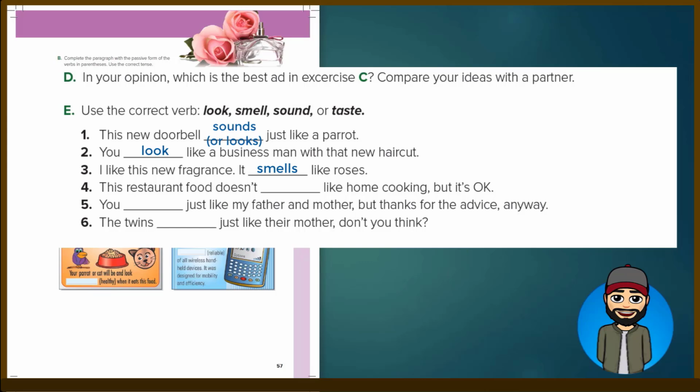Number 4, this restaurant food doesn't blank like home cooking, but it's okay. So he's talking about the taste. So you say food doesn't taste like. Number 5, you blank just like my father and mother, but thanks for the advice anyway. You sound. Number 6, the twins blank just like their mother. Don't you think? So, number 6, the twins look just like.